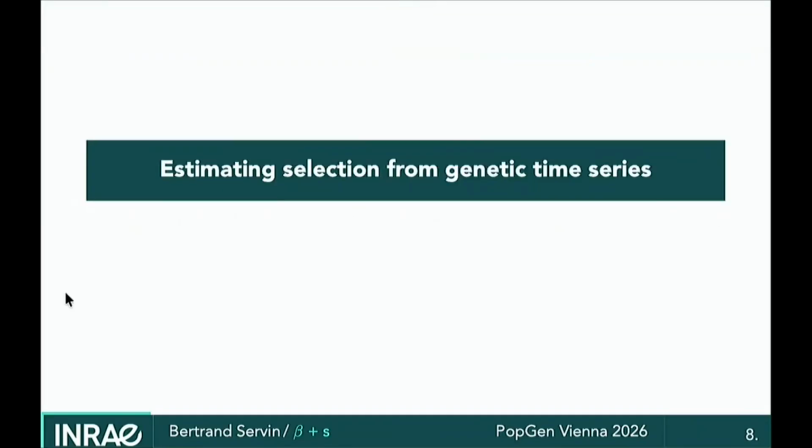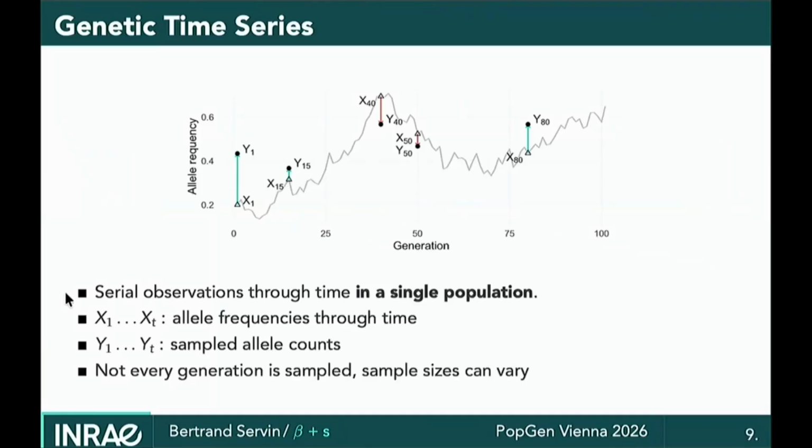Okay. So, estimating selection from genetic time series. Many people here are familiar with this kind of data. The idea is that we want to model the evolution of the allele frequency in a population over time. But we don't have perfect information.